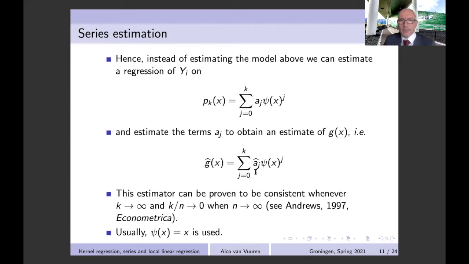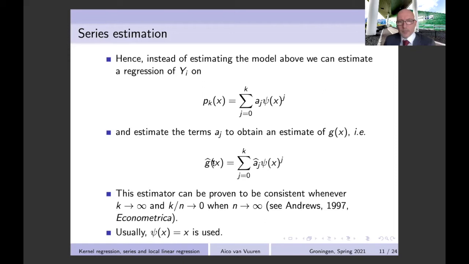The reason is that for this polynomial, what we can simply do is run an ordinary least squares regression of y on a constant, on psi(x), on psi(x) squared, on psi(x) to the power 3, etcetera. And then we get all these a terms, these a_j coefficients. We can estimate them by simply using ordinary least squares. Of course, that doesn't give us yet our estimator g hat, but then we can just add them up in this way in order to get our estimator.